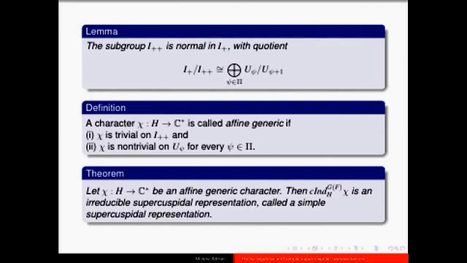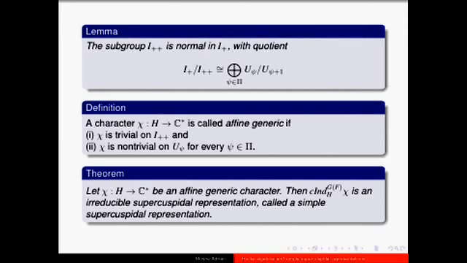Okay, so the last piece of notation I need is, let's define this group H to be the center times I plus. And this is where the supercuspidals are going to be compactly induced from. And then just let N be the normalizer of T in G.